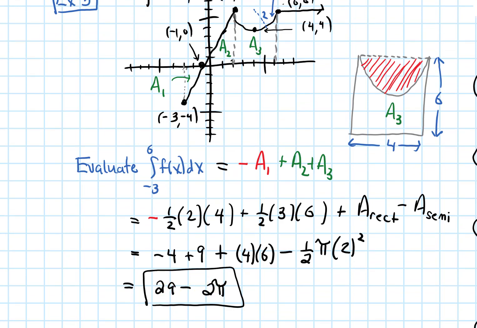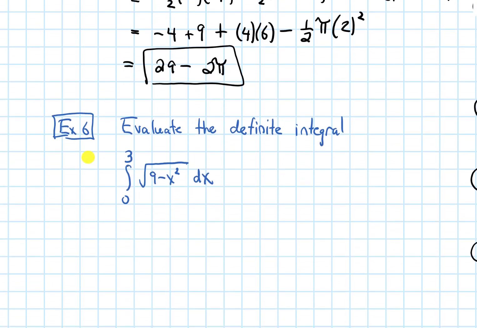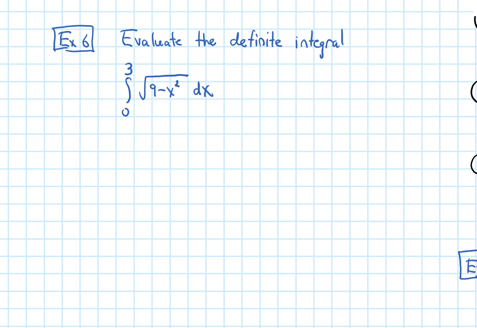All right, let's look at another example. So in example 6, we want to evaluate the definite integral from 0 to 3 of the square root of 9 minus x squared dx. So let's try to graph this function.